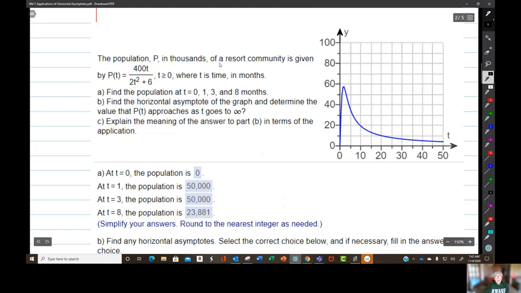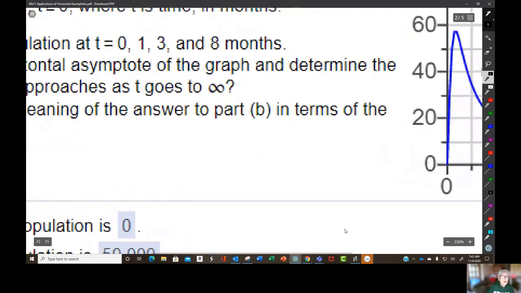Okay, the population P in thousands of a resort community is given by P of t, that is population as a function of time, equals 400t over 2t squared plus 600, where t, time, starts at zero and t is in months. So when t equals zero, that's the very beginning of the season. It's a resort community, the very beginning of the season, and then t is going to get larger and larger and larger. So A, we're going to find the population when t equals zero, 0 months, that is, that's the beginning. And something to remember, and I'm going to make this really large so I can write on it.